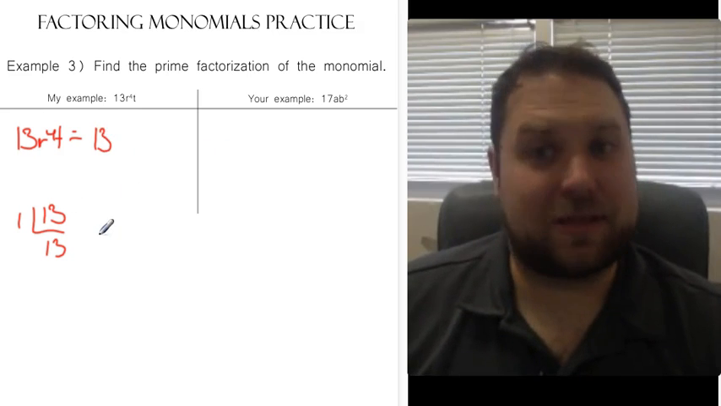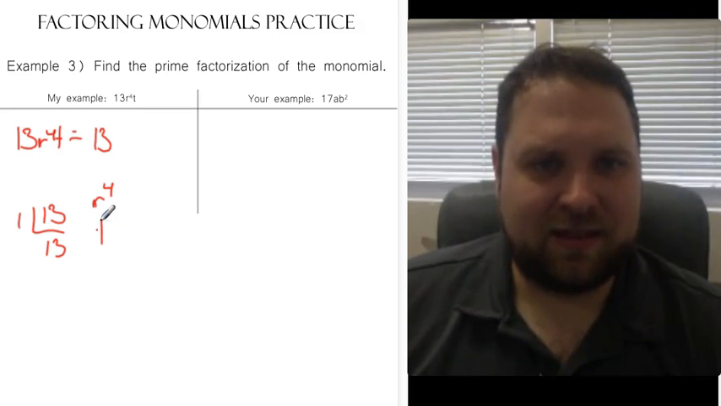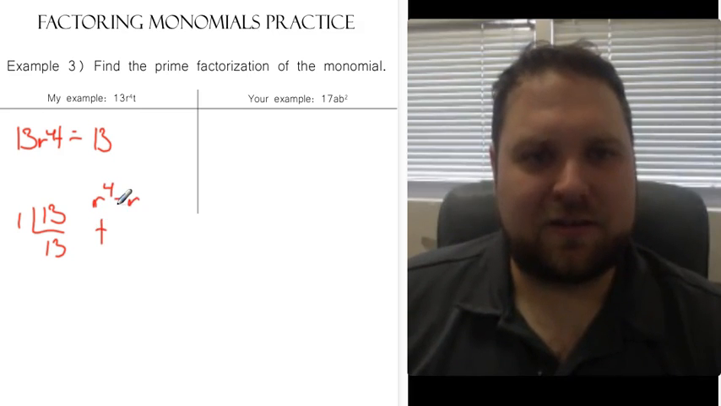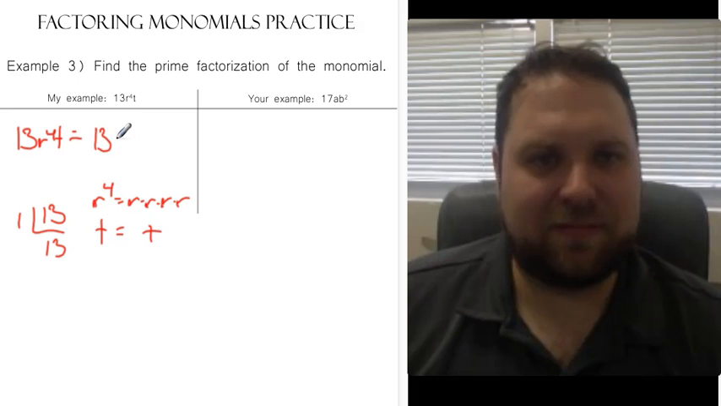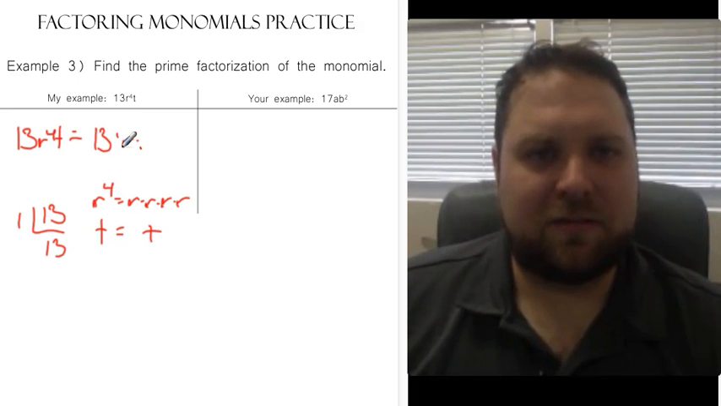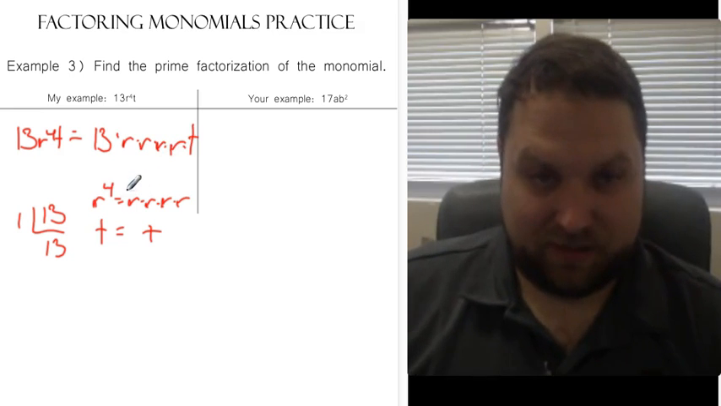So take a look at yours. I bet you can't guess what's going to happen. All right, now that you've got that part written down, let's look at our variables. R to the 4th and t. R to the 4th is r times r times r times r, and then t is, of course, just t, nothing to do there. And so I would write it as such, and there is the factorization of that monomial.